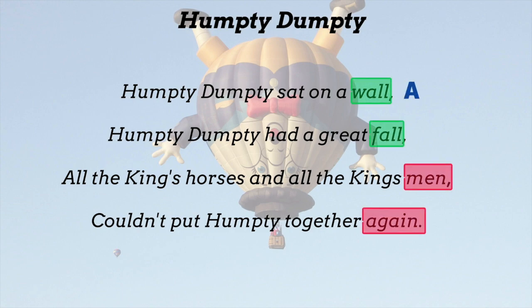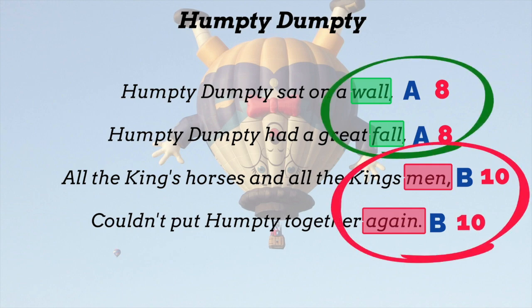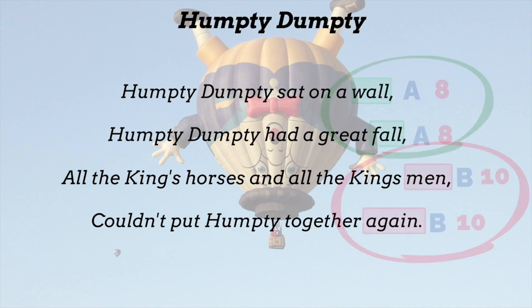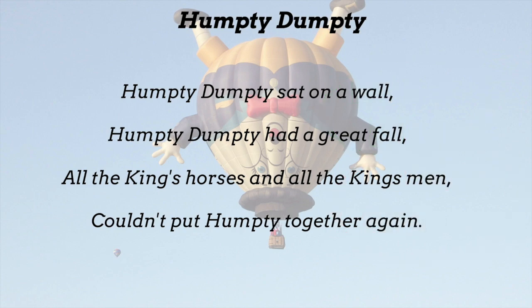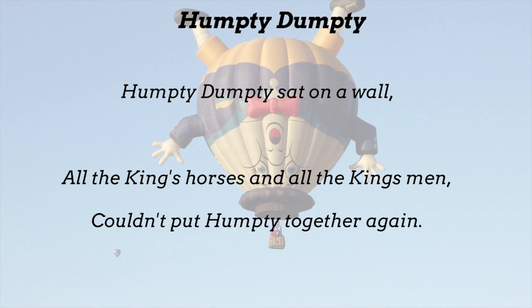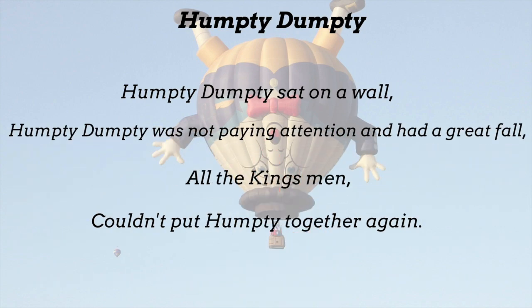It follows an AABB rhyming structure, which gives it a pleasing rhythm. Now, let's count the number of syllables on each line. 8, 8, 10, 10. So the A lines and the B lines have the same number of syllables. It is the rhyming pattern and the syllable count that gives this poem its rhythm. Look how it loses its rhythm if I lengthen or shorten some of the lines.